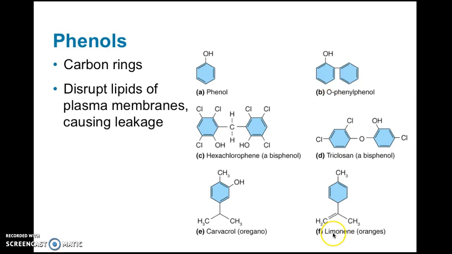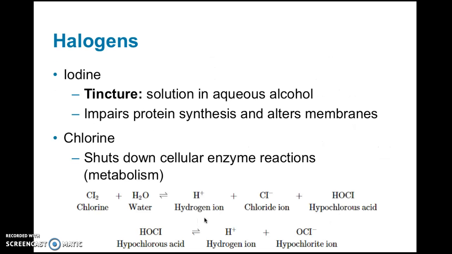Some of them are naturally occurring. If you look down here, oranges have a phenol called limonene. Oregano also has another one. So these are naturally antimicrobial types of compounds, and these work by disrupting the lipids, the little fat molecules that are in plasma membranes, and cause them to break open and leak out the cytoplasm.